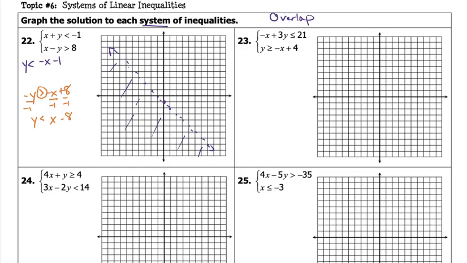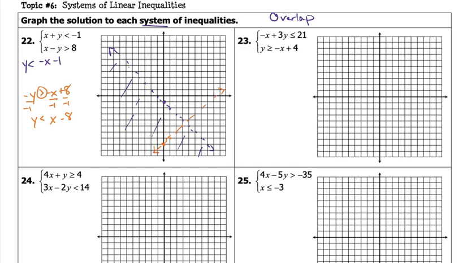Less than here, but x -8. So let's go -8. 1, 2, 3, 4, 5, 6, 7, 8. Well, let's count that again. 1, 2, 3, 4, 5, 6, 7, 8. Here's 8. Now I'm going to go up 1 over 1, up 1 over 1, up 1 over 1. And as I'm doing this, I'm wondering, is this going to be a dashed line as well? It is. So I'm just going to go ahead and start dashing that line.